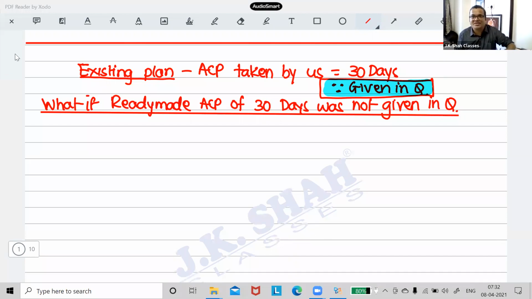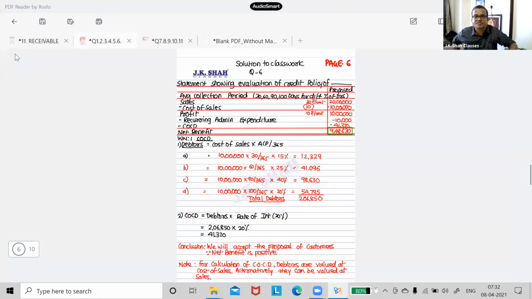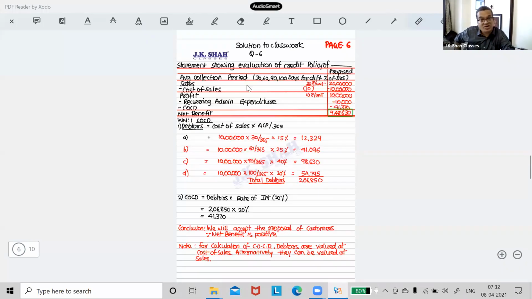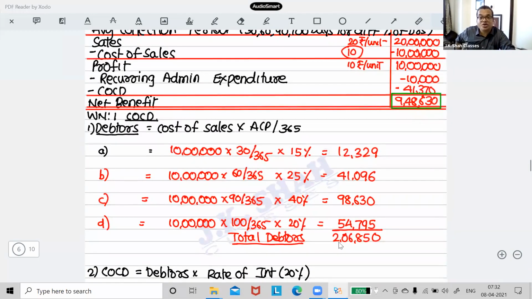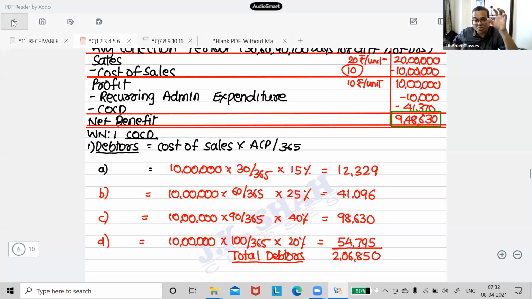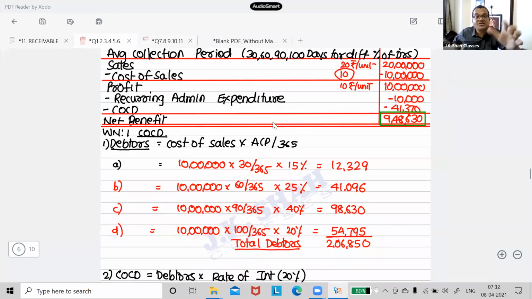What if the ready-made average collection period of 30 days was not given in the question? For that, you need to talk about question number 6 also. Why, sir? You understand in question number 6, we gave different credit periods to different people. Yes or no? So it's important to understand that even in question number 7, we are giving different credit periods.